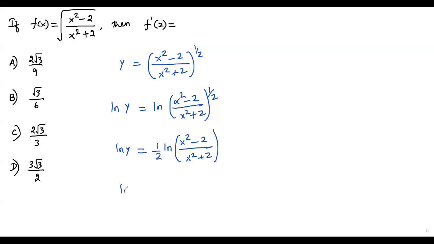Okay, now we have ln y equals 1 over 2 times. Now again we can use the properties of logarithm, that is, the quotient rule of logarithm. If two quantities are in division, we can take the logarithm of the numerator and denominator, and then subtract the results. That is, natural logarithm of (x squared minus 2) minus natural logarithm of (x squared plus 2). That's all the properties of logarithm we can use here.